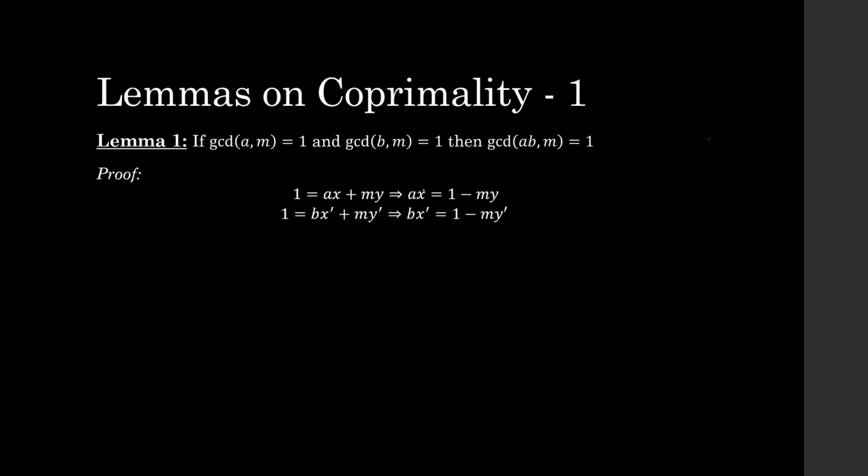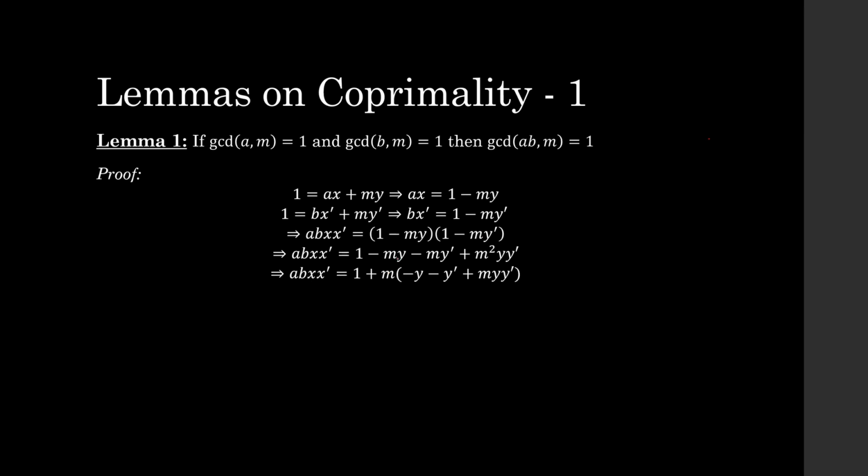So now I can multiply these two equations together to get A times B times X X dash is equal to 1 minus MY times 1 minus MY dash. And so I can distribute that, and this is just standard distribution. 1 times 1, minus MY times 1, 1 times minus MY dash, and minus MY times minus MY dash. And so then I can factor the term of M here, which is common to all of them, to get 1 plus M times minus Y dash plus MY dash.